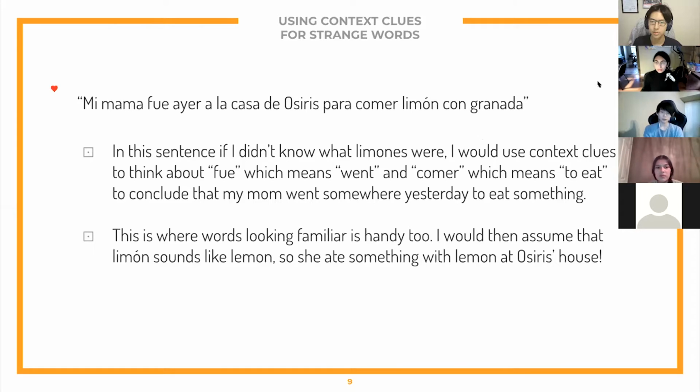An example is: "mi mamá fue ayer a la casa de Osiris para comer limón con granada." In this sentence, if I didn't know what limones were, I would use context clues to think about fue, which means went, and comer, which means to eat, to conclude that my mom went somewhere yesterday to eat something. This is where words looking familiar is handy too. I would then assume that limon sounds like lemon, so she ate something with limones at Osiri's house.